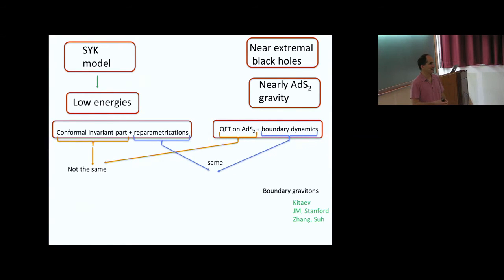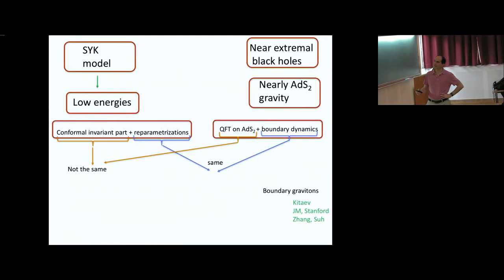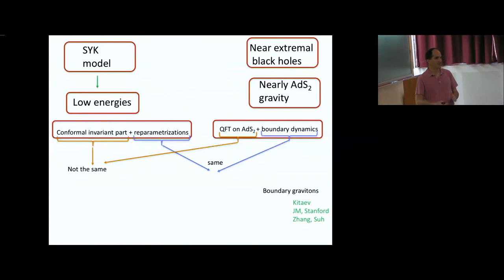In particular, I'm not saying that the two are equal. I'm going to make a more restricted statement. So we have the SYK model, and let's say we can have near extremal black holes. We can go to low energies, and going to low energies, we go to this nearly AdS2 gravity. And at low energies, the model has a conformal invariant part, and this part that has to do with the dynamics of these reparametrizations.